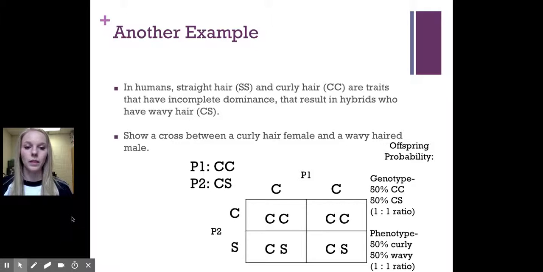The offspring probability have a 50% chance of being big C, big C, a 50% chance of being big C, big S, which is going to relate to our phenotype of 50% curly hair and 50% wavy hair. Notice there's no chance for a straight hair child.